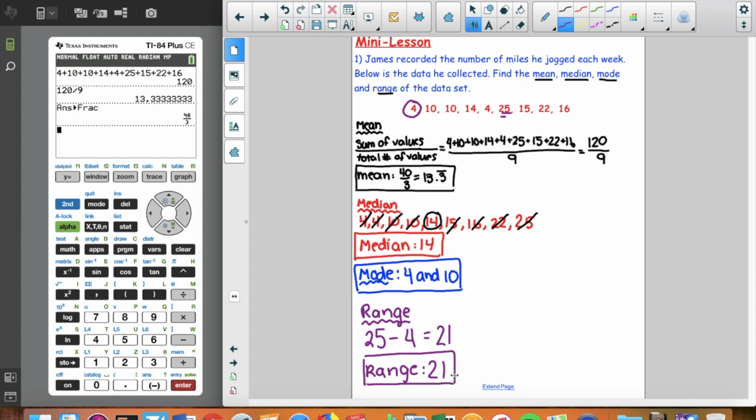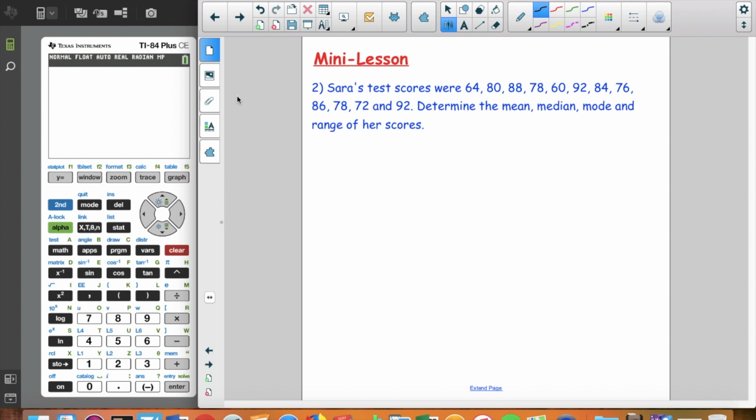Okay, and that is the four numbers that we had to find. Okay, so let's do example number 2. So for example number 2, it says Sarah's test scores were the following. Determine the mean, median, mode, and range of her scores.